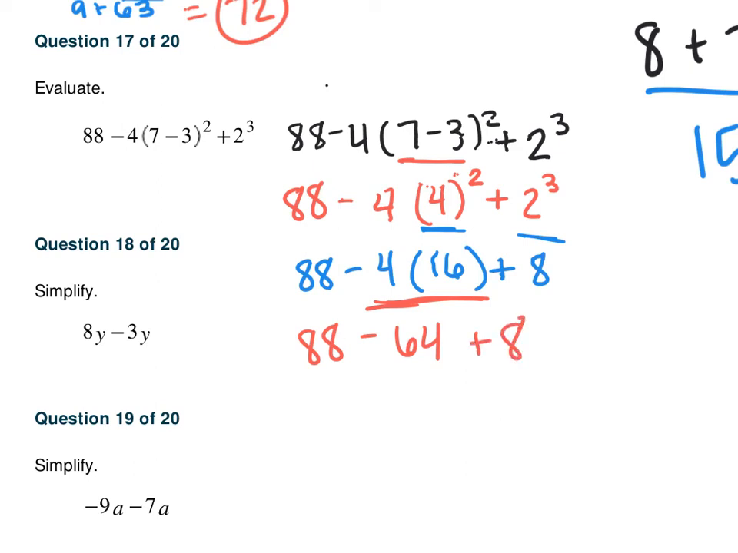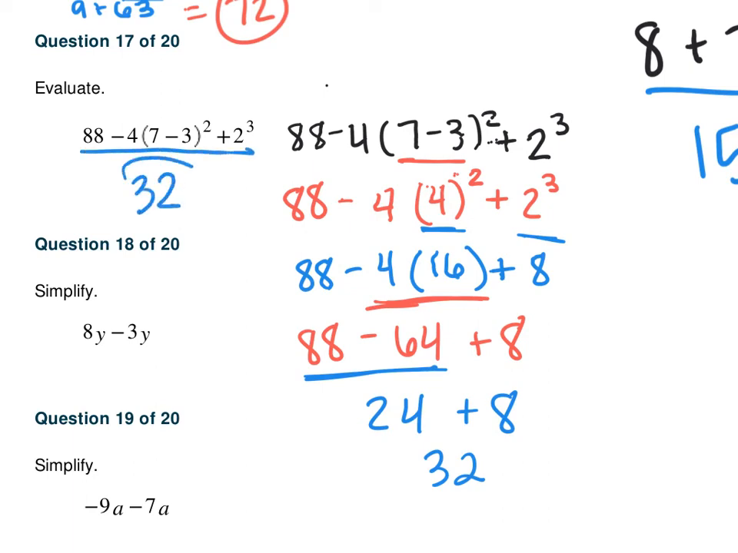I don't see any more multiplication or division, so I move on to addition and subtraction, whichever comes first from left to right. In this case, my 88 minus 64 comes first. That gives me 24, carry down the plus 8, and then 24 plus 8 is 32. So our long expression right here simplified all the way down to 32.